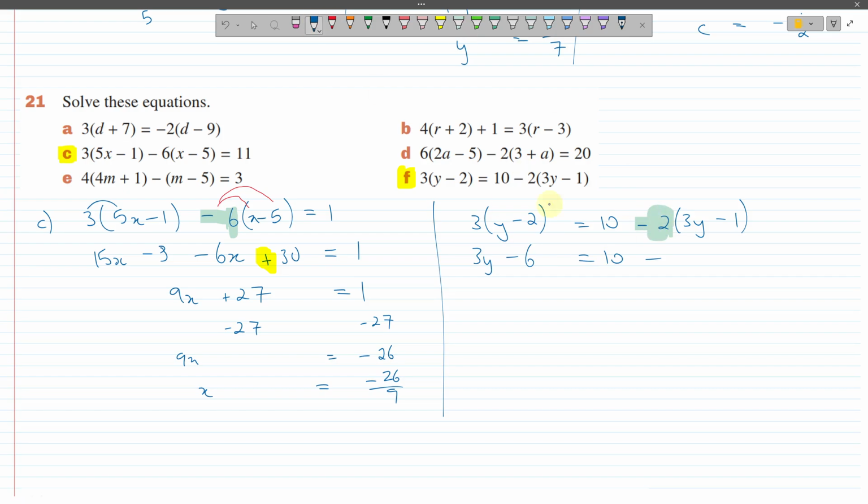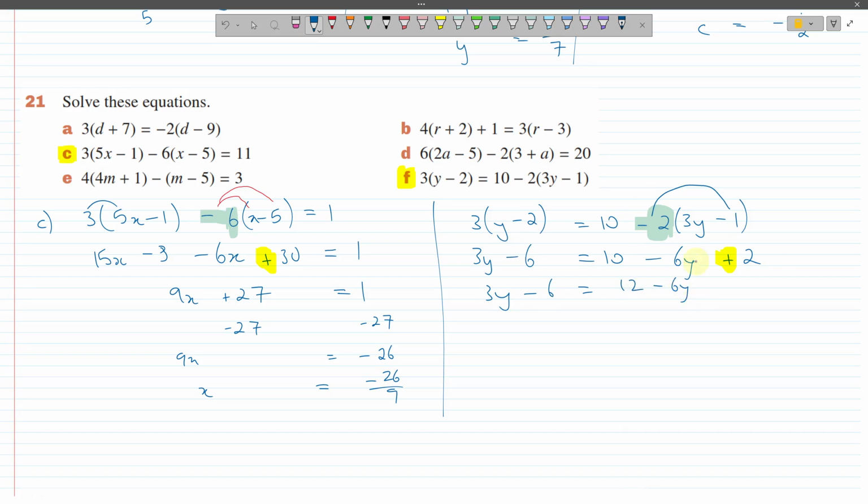You need to understand that's a negative 2 times 3y, which is negative 6y. And negative 2 times negative 1 gives you positive 2. Once again, most common mistake. All right, 10 plus 2, so we leave the left-hand side alone for the time being. 10 plus 2 is 12 minus 6y.